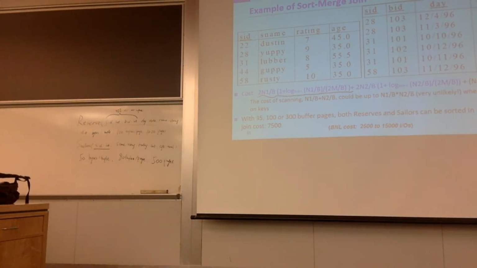And the same thing happens to the reserves table. Basically, you use the same external sorting algorithm to sort it. So the cost looks like this. So what is the last term here?